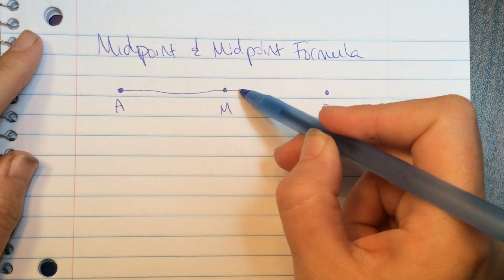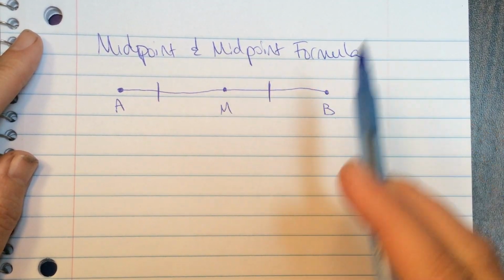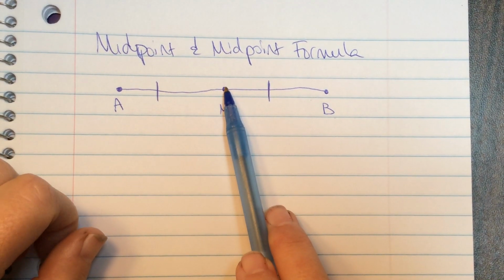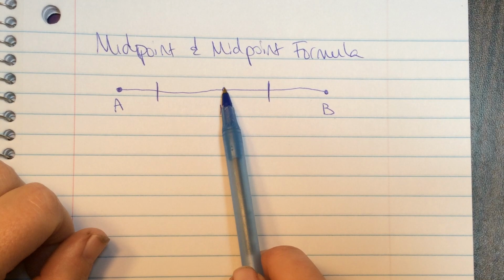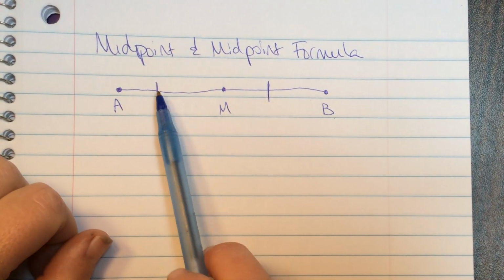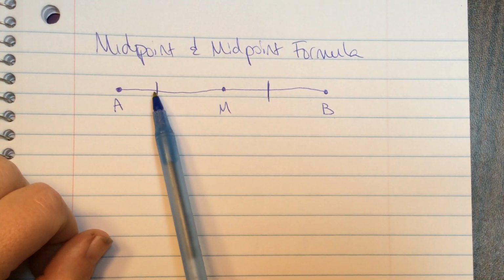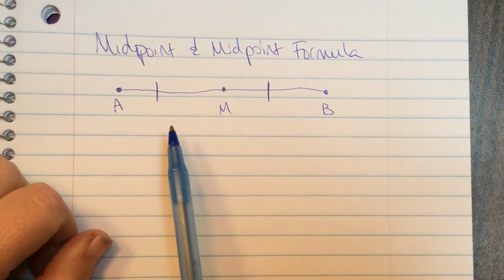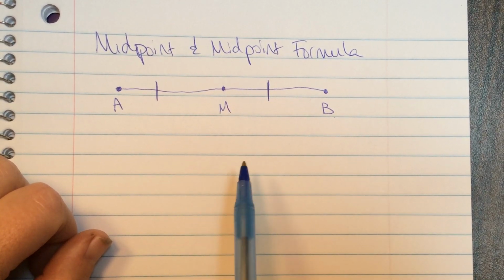And if it was a line segment, this would be the same distance. The distance from M to B would be equal to M to A. And that's why it's marked congruent. These hash marks here, they mean that they're the same distance, the same measure, they're equal.